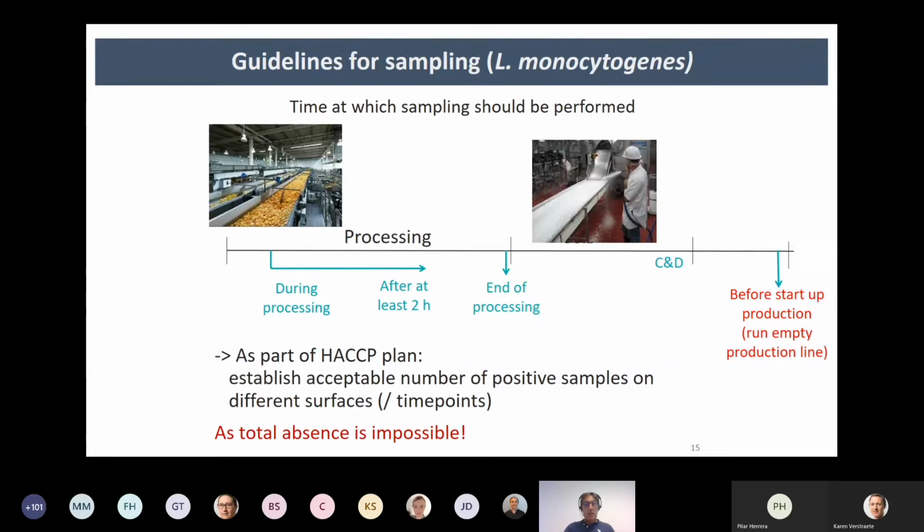If you want to know, for example, the problems with Listeria during processing, then you can do that also, and you can sample your environment and your production line during processing for pathogen detection, but then sample only after at least 2 hours of production.